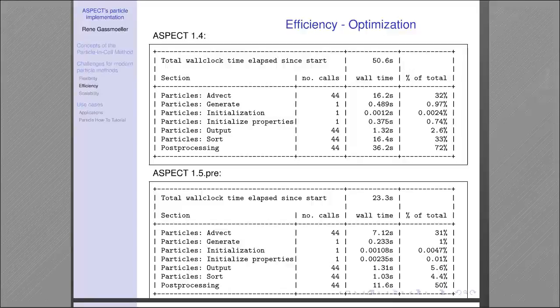Now we can compare the individual parts of the particle algorithm. The advection part went down from 16 seconds to 7 seconds. That's quite impressive, more than a factor of 2. And it was mostly achieved by all of these technical changes I mentioned on the slide earlier. If you take a look at the sort algorithm, which was 16.4 seconds before, it's now down to 1 second. This is more than a factor of 15. And this is the kind of gain that you can achieve if you find a more efficient algorithm for something. So let's take a look at this algorithm.